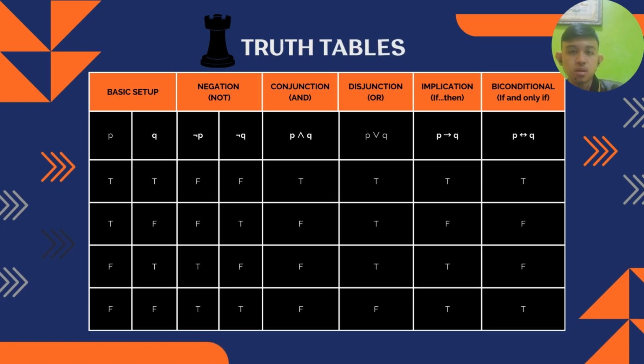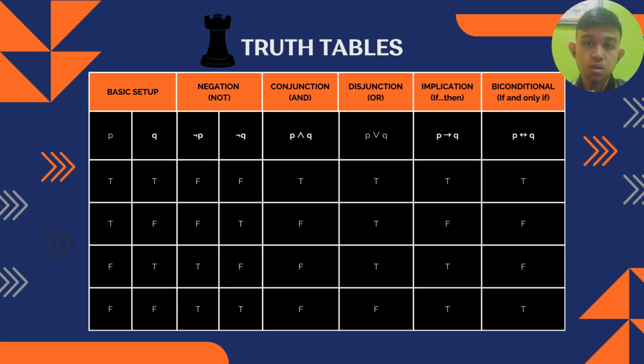Now let's take a look at these two tables, which demonstrate how different logical operations work. In the basic setup, we start with the two primary statements P and Q. Each can either be true or false, and all possible combinations are shown in the table. Next, we have the negation column. This simply reverses the truth value of a statement. For example, if P is true, not P becomes false.